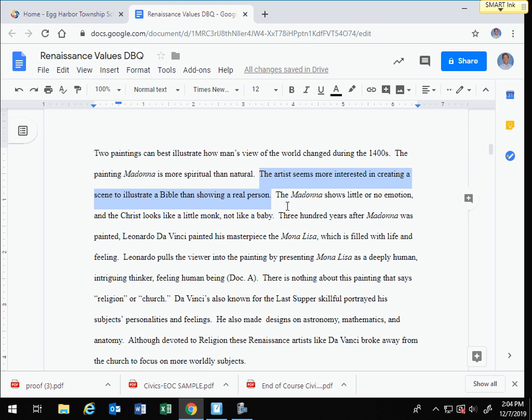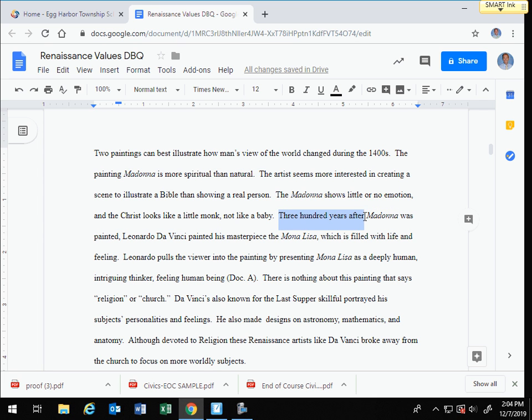Okay, the Madonna shows little or no emotion, and the Christ looks like a little monk, not like a baby. Really neat. So right here, these two or three sentences is the analysis. Think back to a couple weeks ago when you did the art analysis that you submitted for me. Here you go. In three sentences, this person has basically explained to me what Madonna Enthroned Between Two Angels looks like.